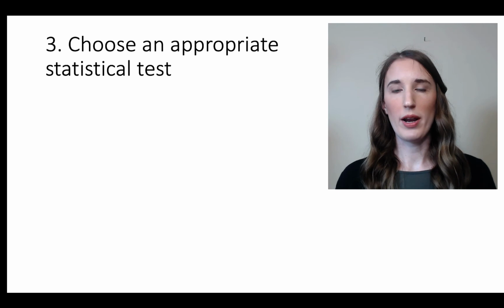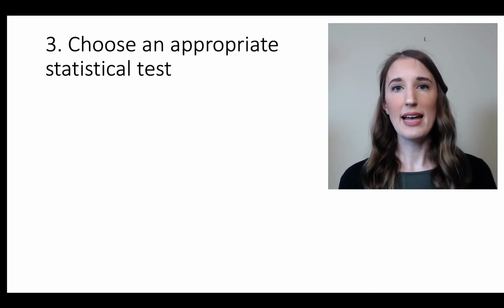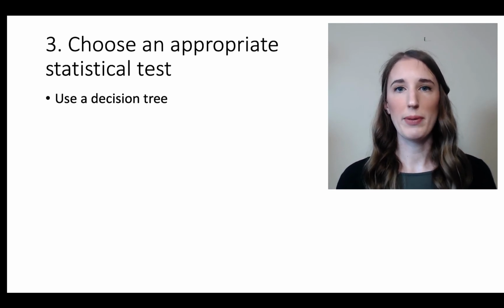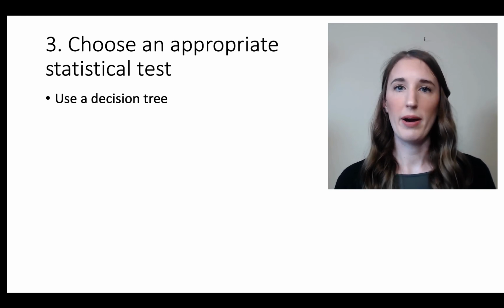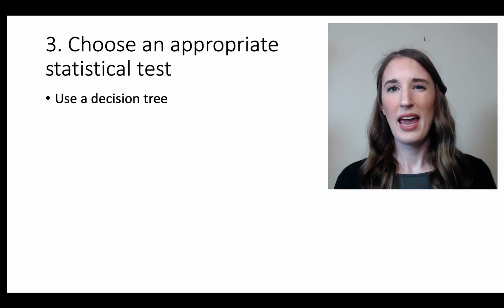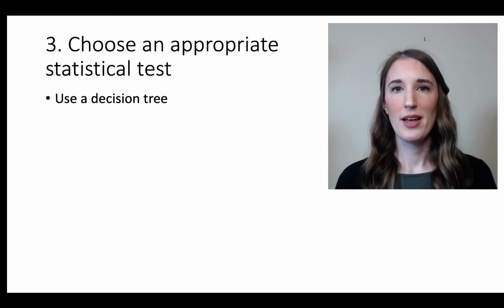Once we have answers to 1 and 2, we know what types of variables we have, the role that each plays in our model, we can choose an appropriate statistical test, and we can use decision trees to help us do this. In this video, I'm going to show you one simple decision tree, but there are many others out there that you can find with a quick Google search or by referencing statistical textbooks with varying levels of complexity for the types of research questions that you conduct in your own research. So let's take a look at the decision tree that we'll be using today.